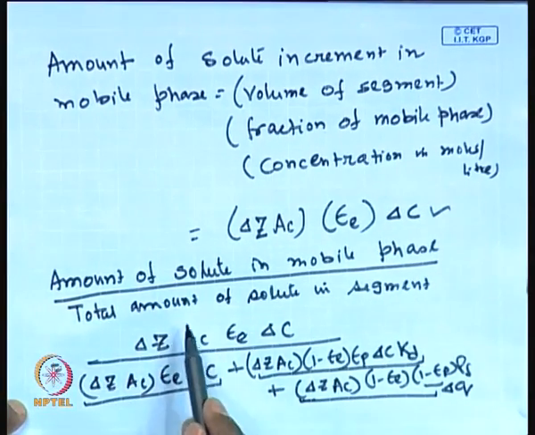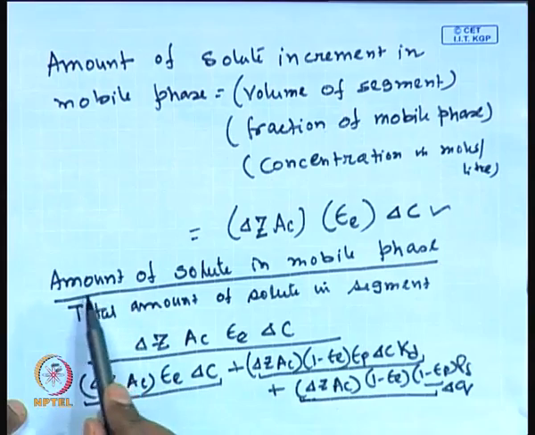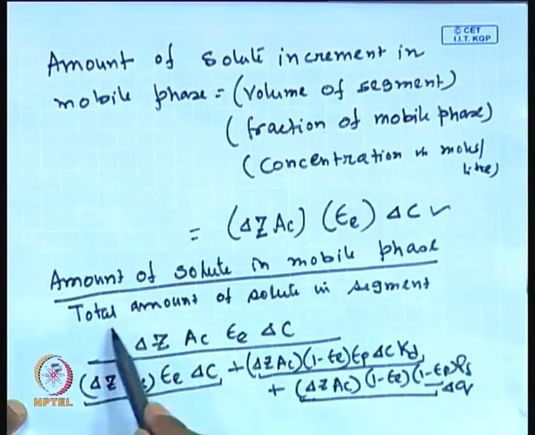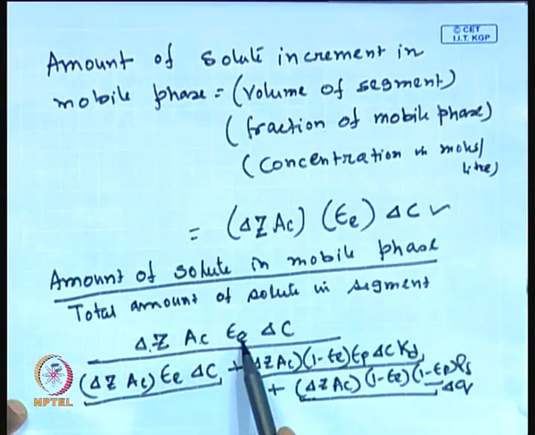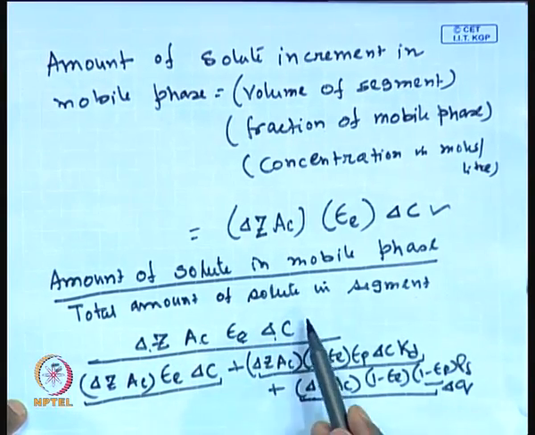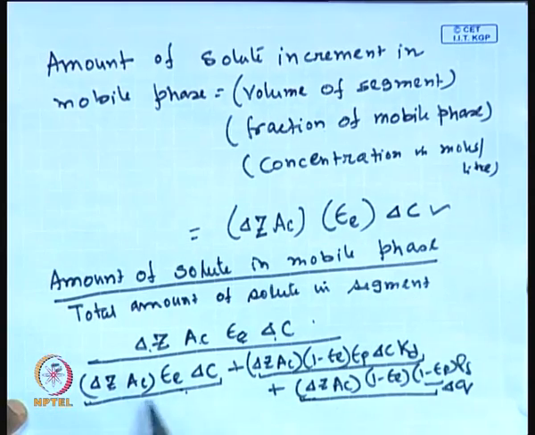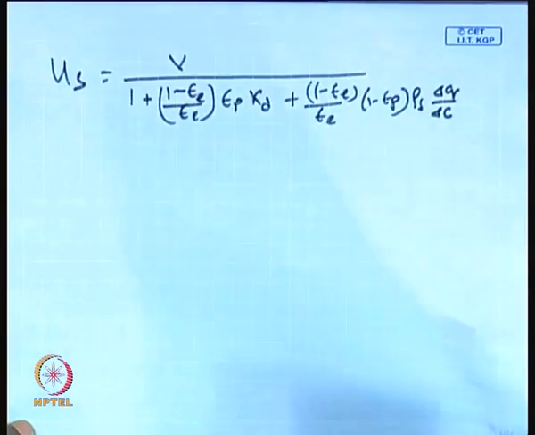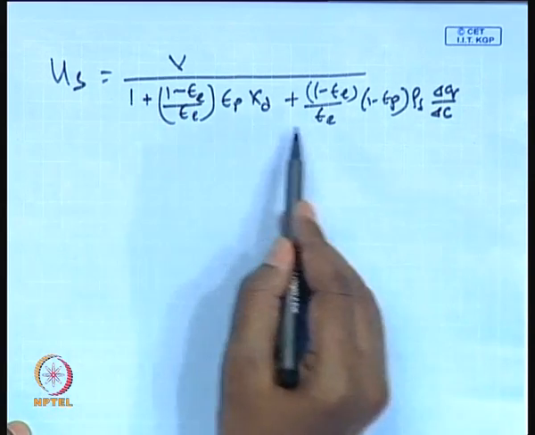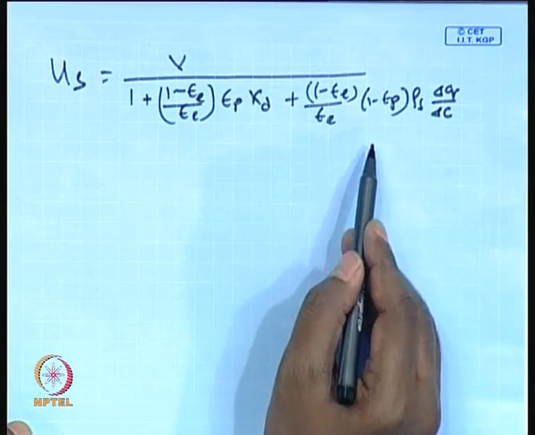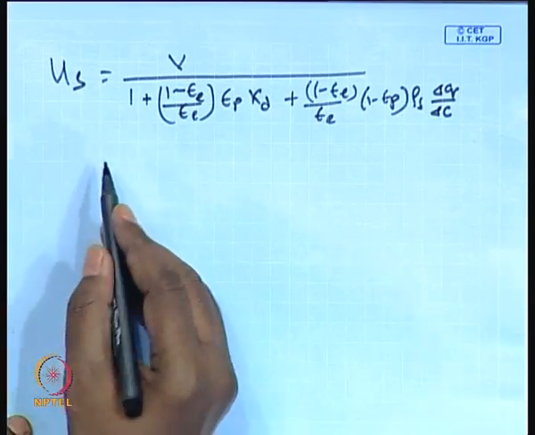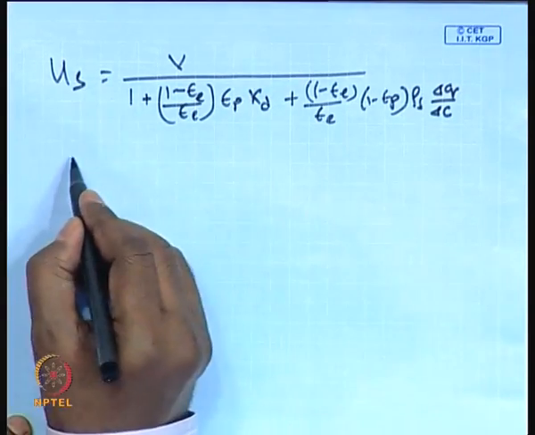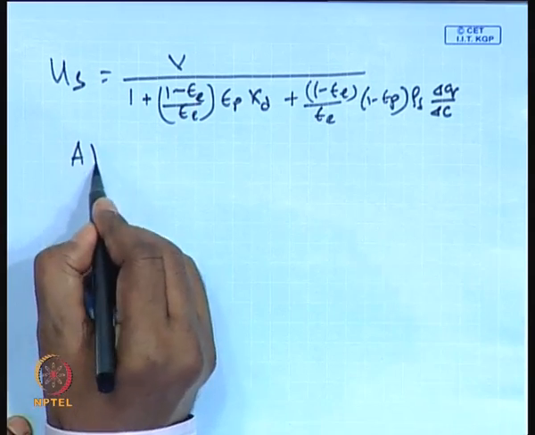This is the fraction of solute present in the mobile phase. So, the amount present in the mobile phase divided by total amount present in the column. So, I just divide it by delta Z AC epsilon E and by delta C in the numerator as well as the denominator. So, these will be cancelled from the first term. So, you will be getting the rest three terms in the denominator after division. Okay. So, US is the velocity. Now let us look into the adsorption isotherm relations.